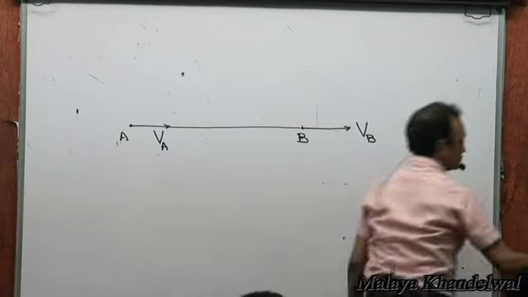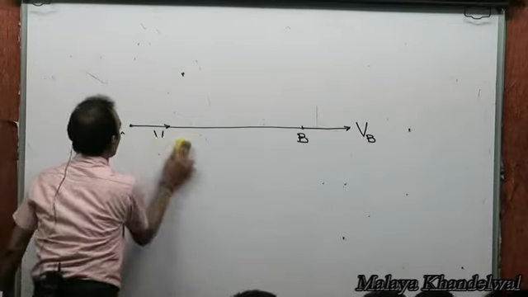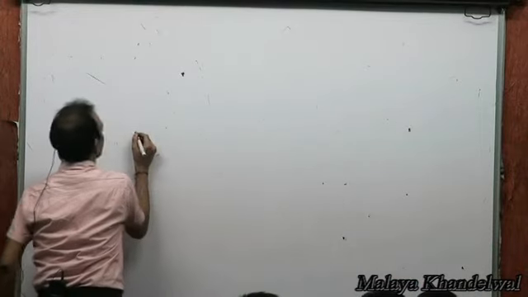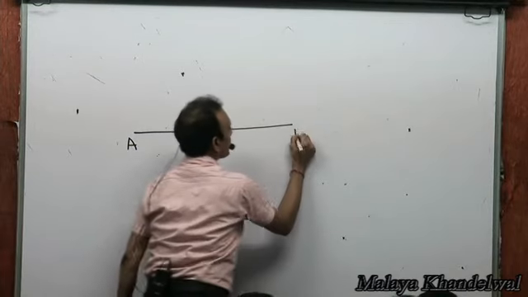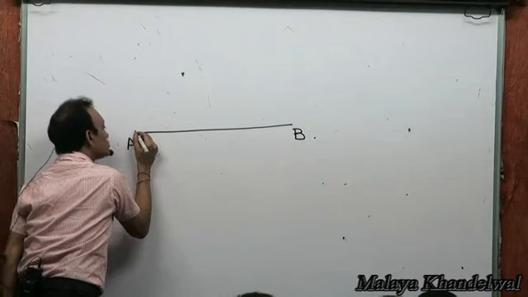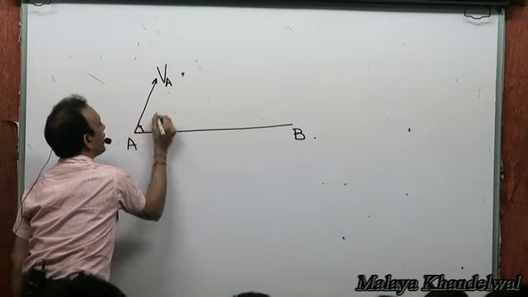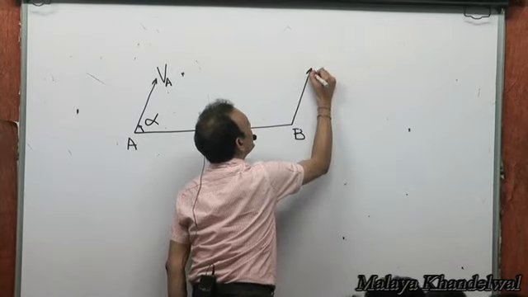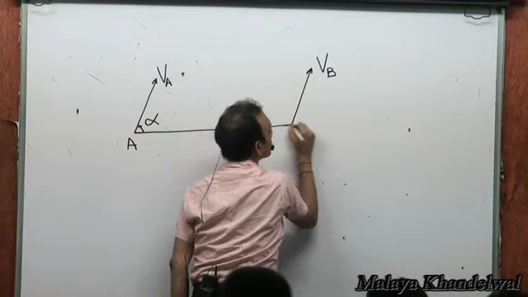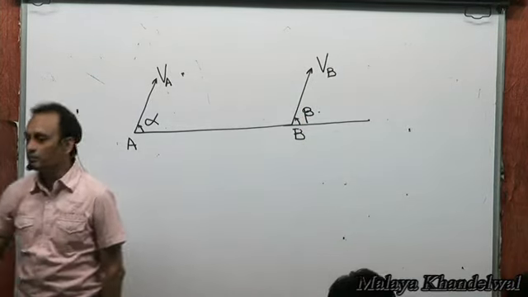Suppose now, so far so good, right? Not a problem? No issues? This is particle A and this is particle B. Now suppose A has a velocity VA like this, making an angle alpha with the line joining A and B, and B has a velocity VB like this, making an angle beta with the line joining A and B, right?